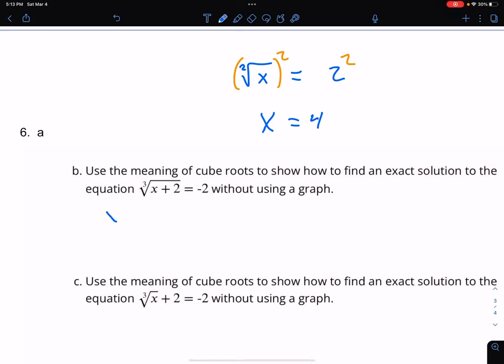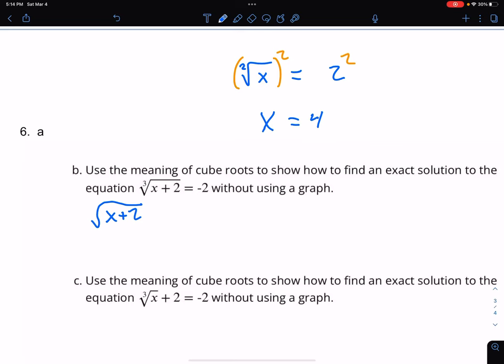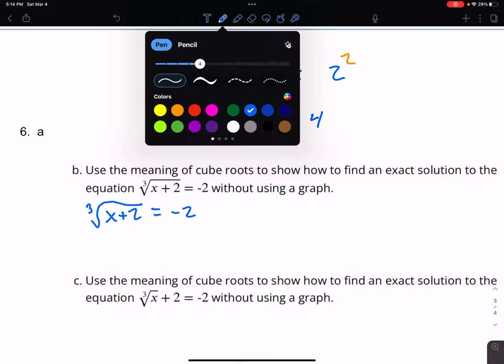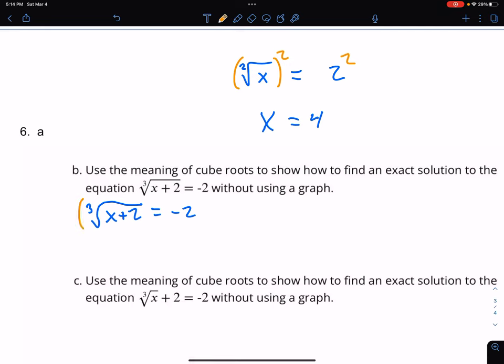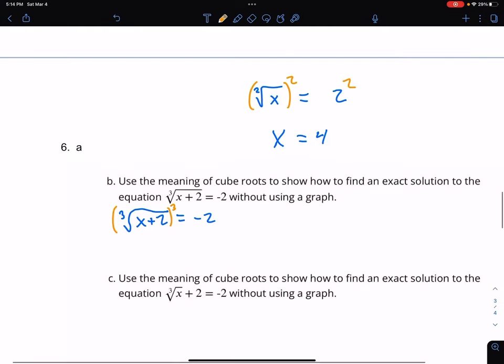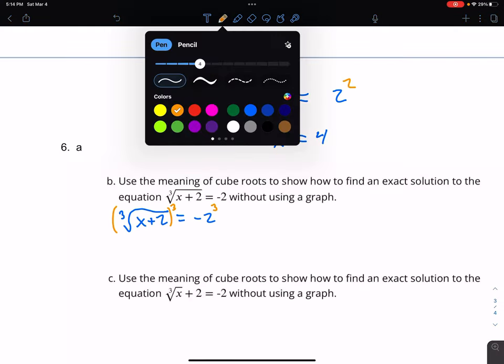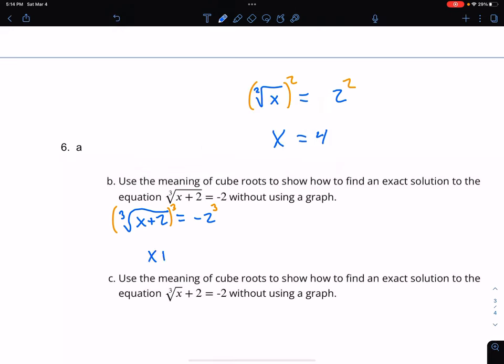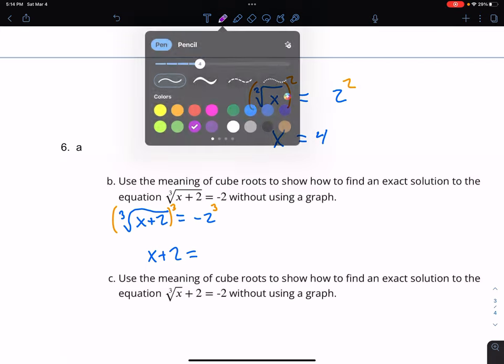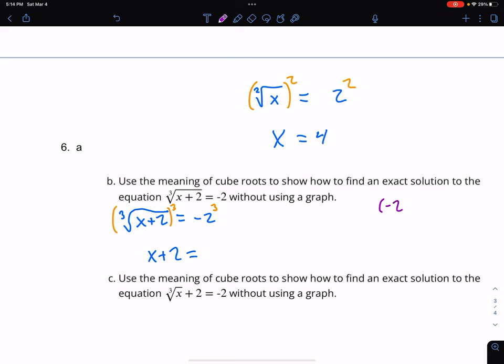Let's rewrite it down here. It's the cubed root of x plus 2 equals negative 2. So to get rid of that cubed root, what I'm going to have to do is cube this, and then we can get x plus 2 out. But if I cube one side, I got to do the same thing to the other. I'm going to cube the other side. So now I've got x plus 2 equals, and what is negative 2 cubed? Negative 2 times negative 2 times negative 2.